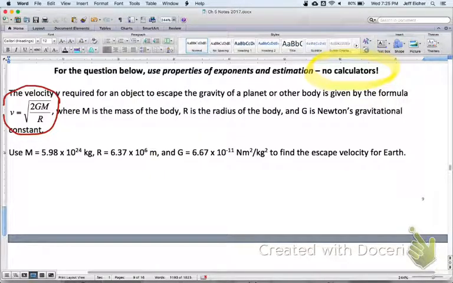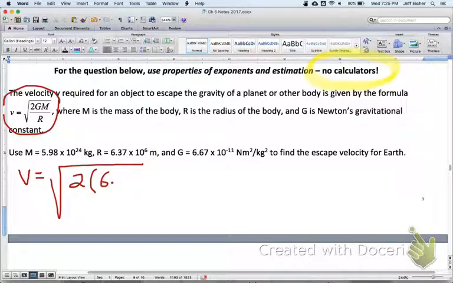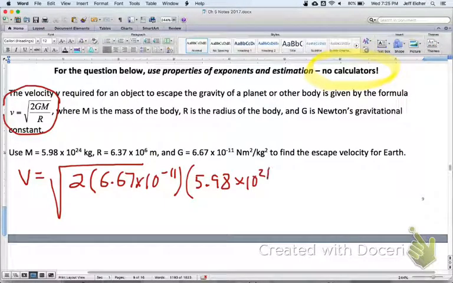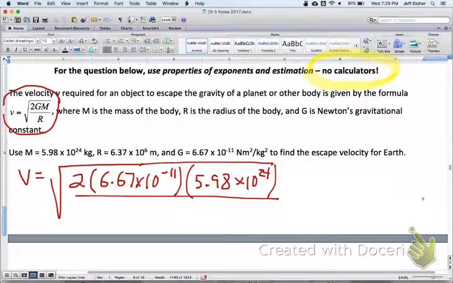That would probably be pretty important if you're trying to escape Earth. The zombies have come and you have to inhabit a new planet. These things happen. So we're trying to find the escape velocity, the square root of 2 times G. G is 6.67 times 10 to the negative 11, times M. The mass is 5.98 times 10 to the 24, all over r, which is 6.37 times 10 to the 6th.